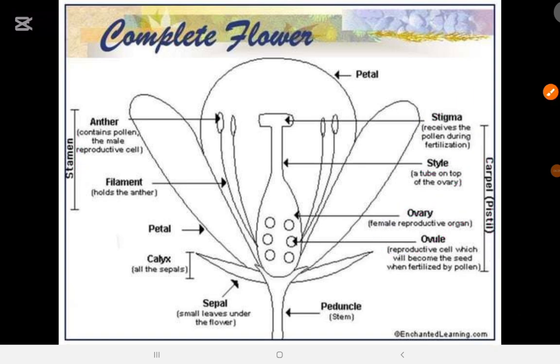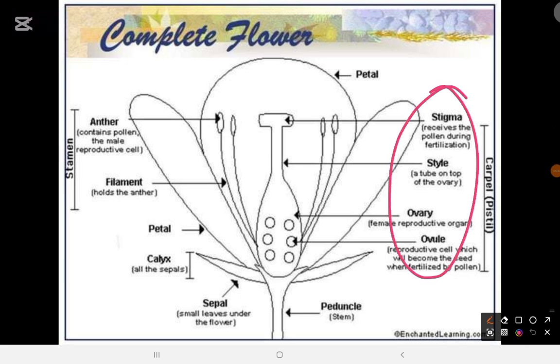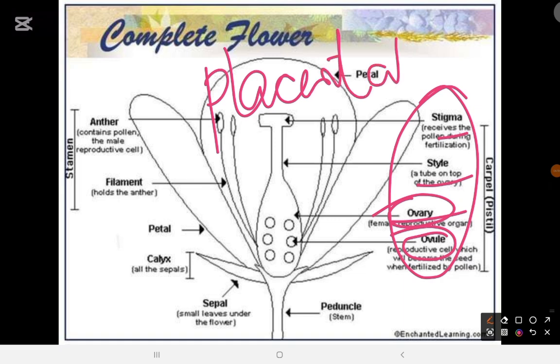So the female reproductive organ of the flower is called the ovary, but the entire female reproductive system comprises the stigma, the style, and the ovary. Embedded within the ovary is the ovule. In our former video, we talked about the arrangement of the ovule in the ovary, which is known as placentation. There is a special way in which these ovules can be arranged, and we call that process placentation.